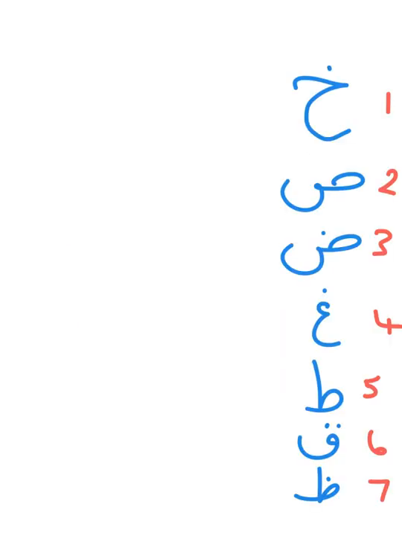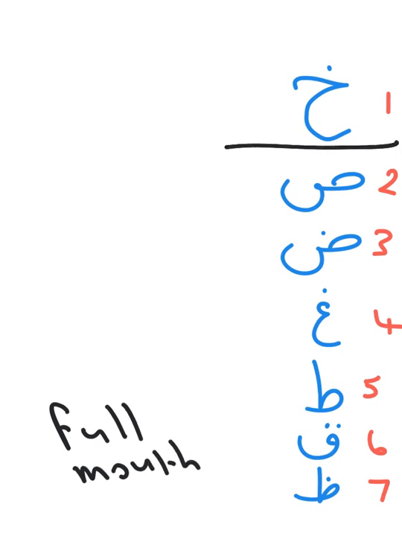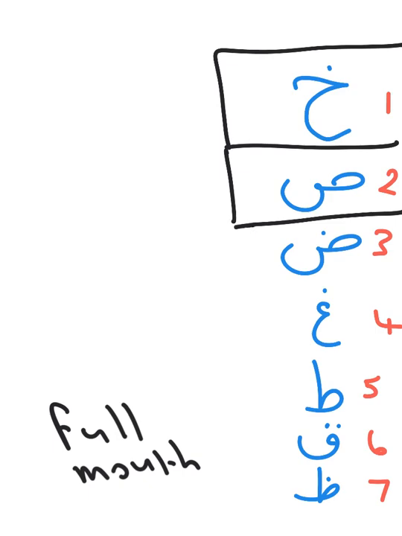So these 7 letters which you can see on the screen, we call them full mouth letters. So let's just take the first example, kha. There we are, kha. So we don't say ka, we say kha. So children, come on, let's practice this. Kha. And then we have the next letter, sad. And then again we have dad. Dad is a full mouth letter.